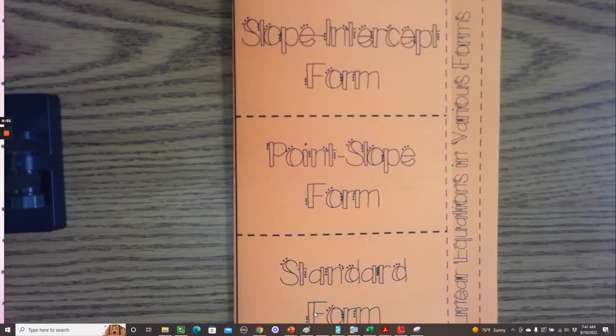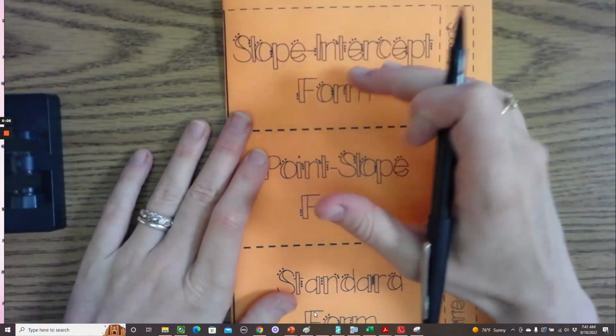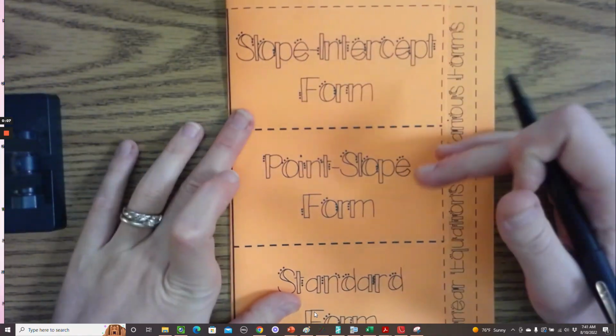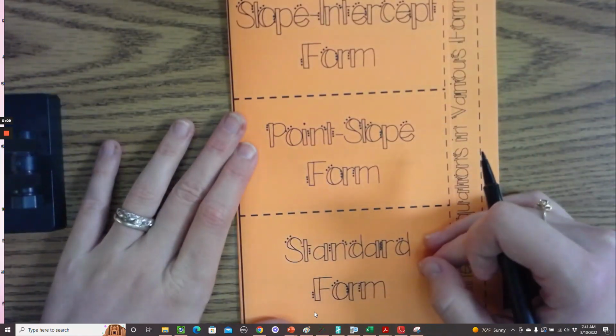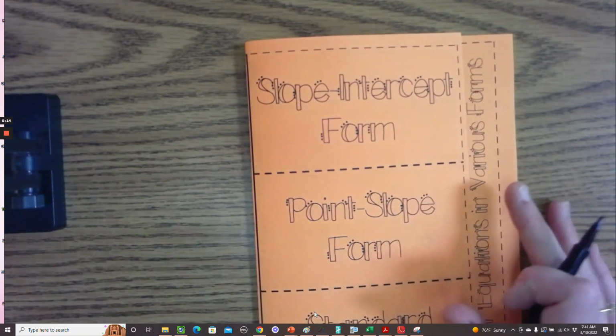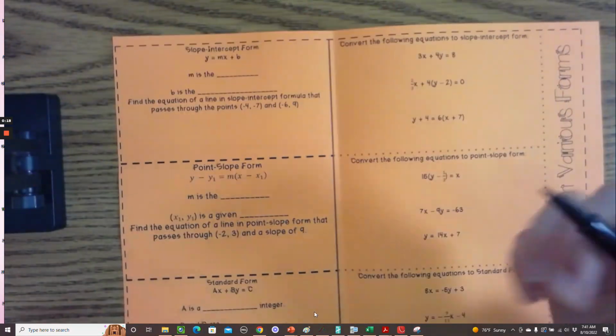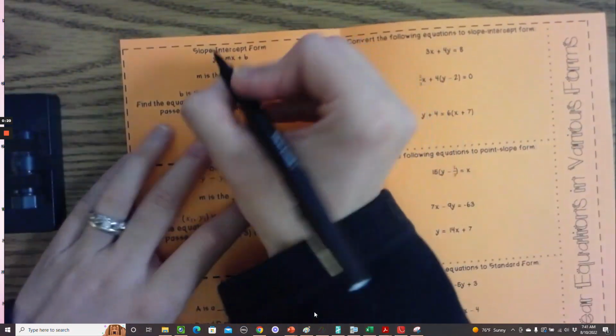This video is for linear equations in various forms. So we are going to write equations in slope-intercept form, point-slope form, and standard form. Slope-intercept form you should have been doing since about 7th grade, at least 8th grade. So slope-intercept form is y equals mx plus b.